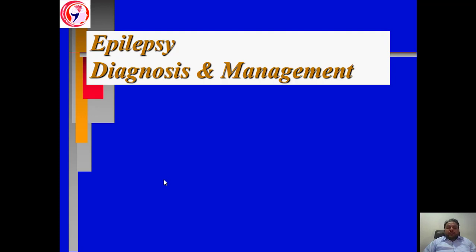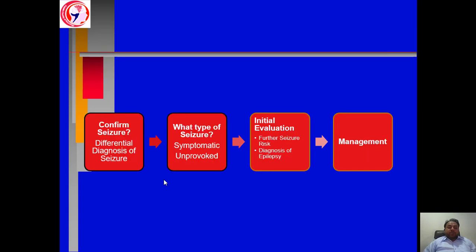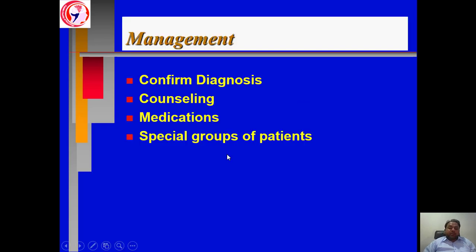Now, we have discussed the types of epilepsy. We will discuss how to diagnose a patient with epilepsy. We will confirm diagnosis by ruling out differentials of the seizure. We will fit into the type of epilepsy. What is the type of epilepsy? Defining the type of epilepsy is important because there are different drugs for each type of epilepsy. Then we will evaluate the patient and then how to manage a patient with epilepsy.